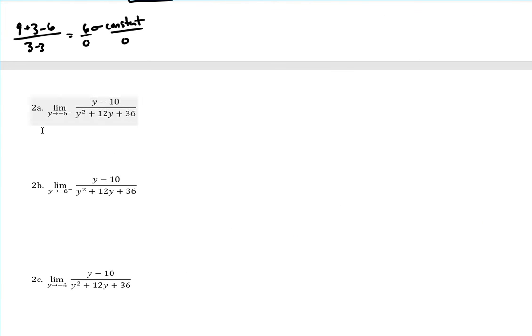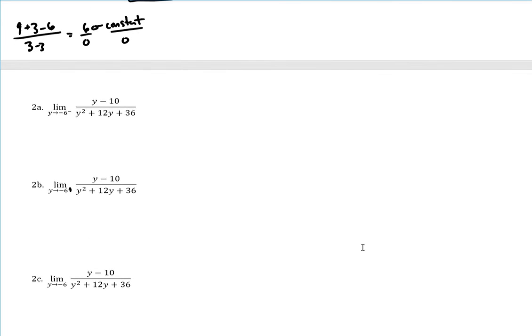Let's see these others. Notice 2a, 2b, 2c are all the same function, and just from the left, so that's a typo. Because it's the same problem, let's make that a little plus. That's what it should have been, and I should fix that before the video anyway. But just in case I forgot, so negative, little plus, and then as it goes to -6.